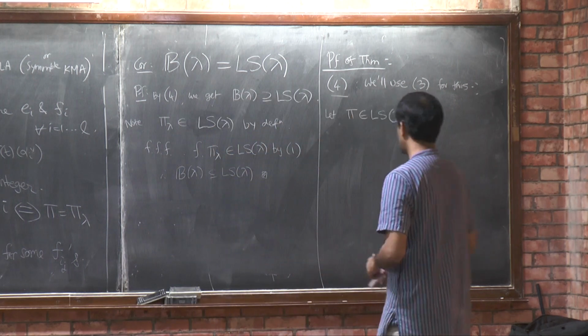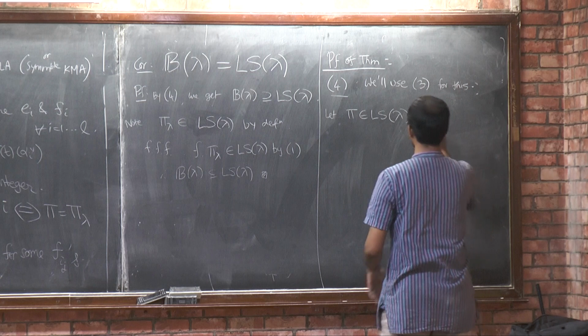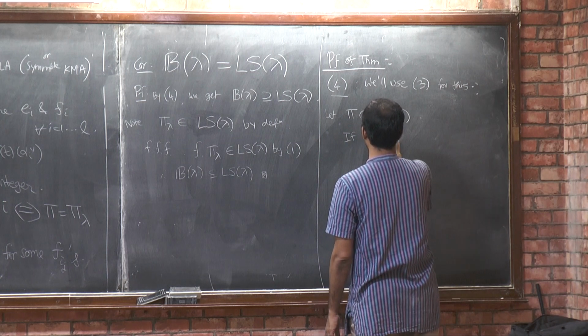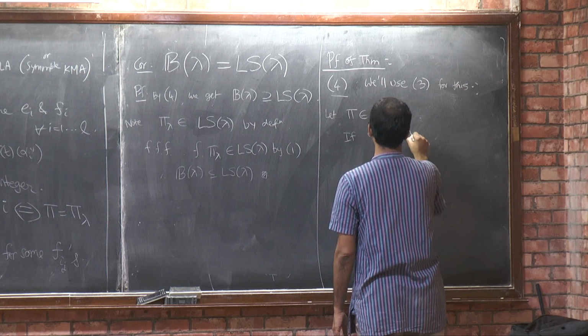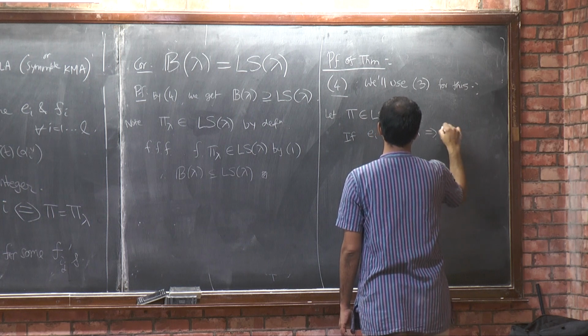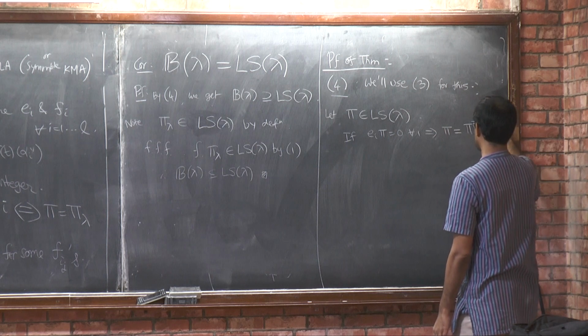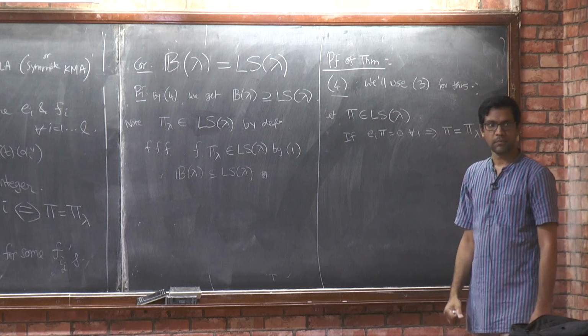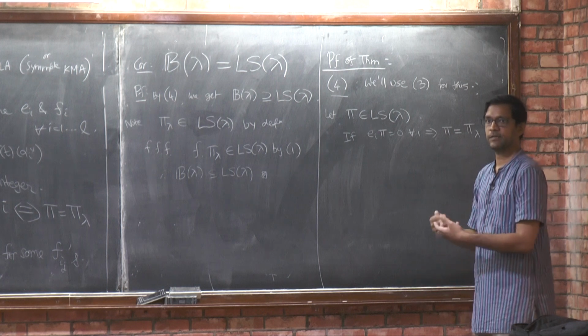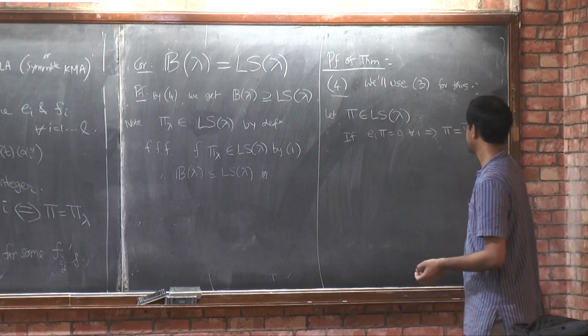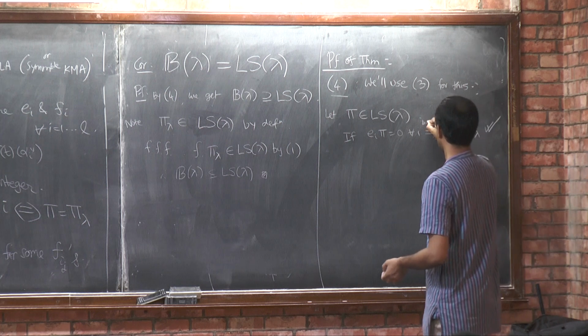Okay, so let's do that. Let pi belong to S lambda. Step 1: if all the EIs kill pi, if E_i pi is 0 for all i, what must pi be? Pi must already be pi lambda, so I am done. If all the EIs kill it, it's already pi lambda by 3. I said I'll use 3.